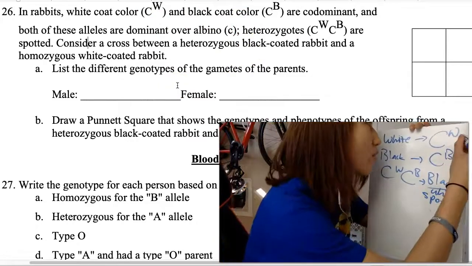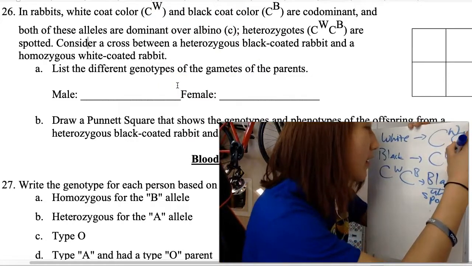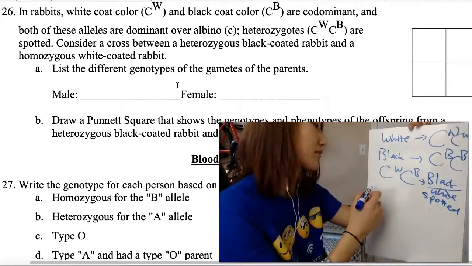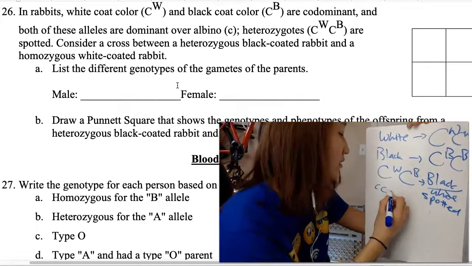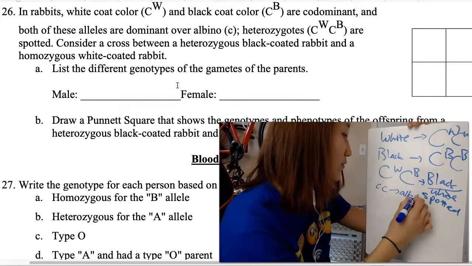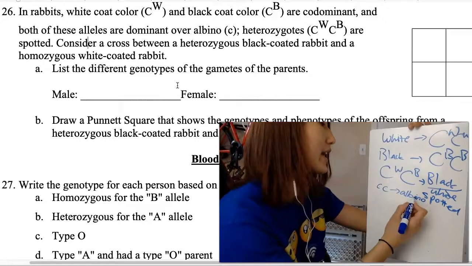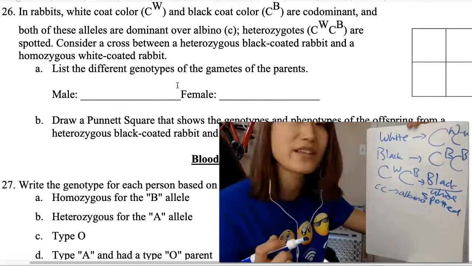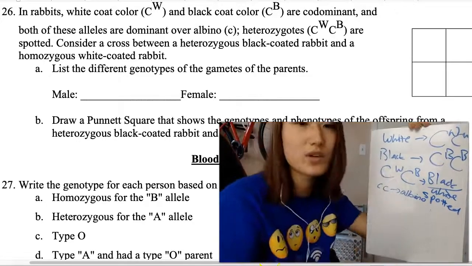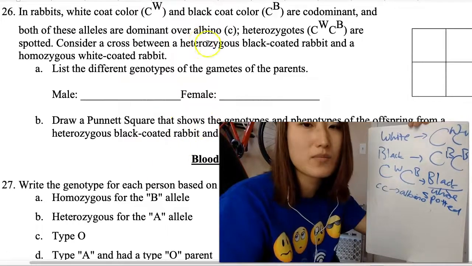And then these two are both dominant over albino. So now we actually can have all these different genotypes for an offspring, right? We can even have little c for albino. So this is not just your regular codominant case. It's codominant and multiple alleles at the same time. We have three different alleles. Wonderful. We have these are spotted.